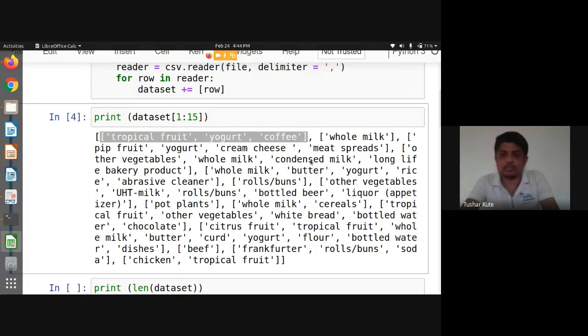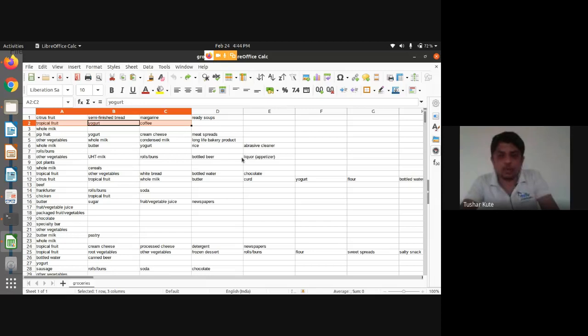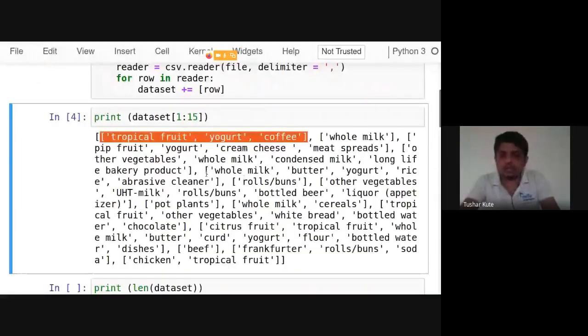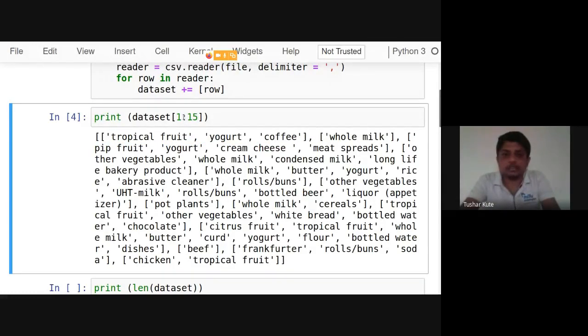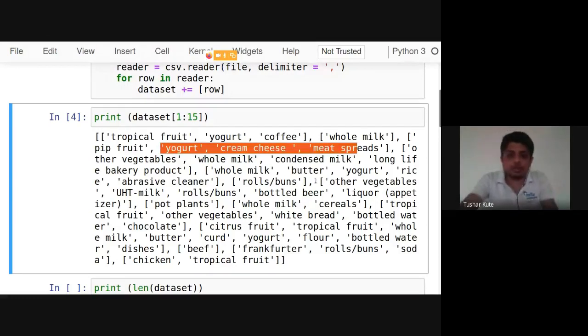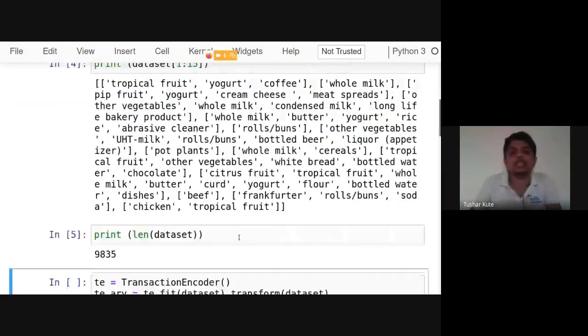These are the first sets that are read, what we require: tropical fruit, yogurt, and coffee. I think the first one is deleted because the first row is actually the name of the column. That's why it's taken from 0 to 15. Whole milk, and then here we have something, I've taken this in random fashion. And if you see how many transactions there are, 9,835 transactions are there.